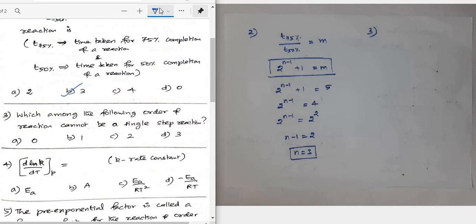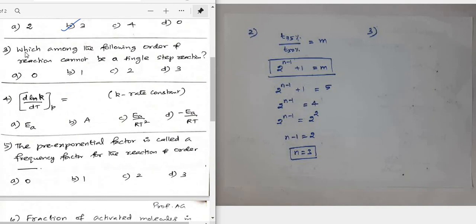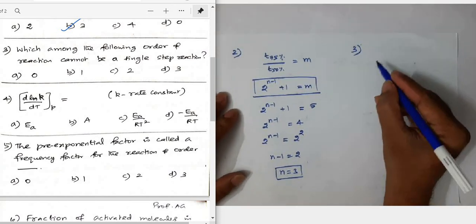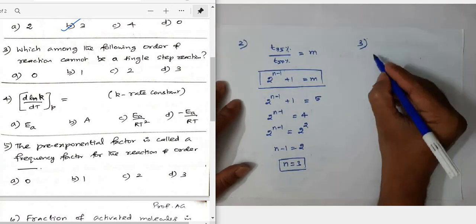Okay, next question number 3. Which among the following order of reaction cannot be a single step reaction? Okay, so which among the following order, 0 order, first order, second order, third order, right? Among these order, which order cannot be a single step reaction?